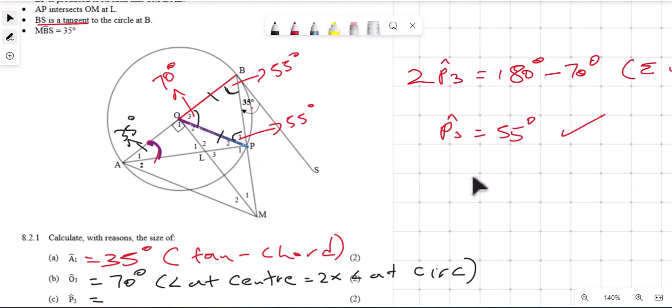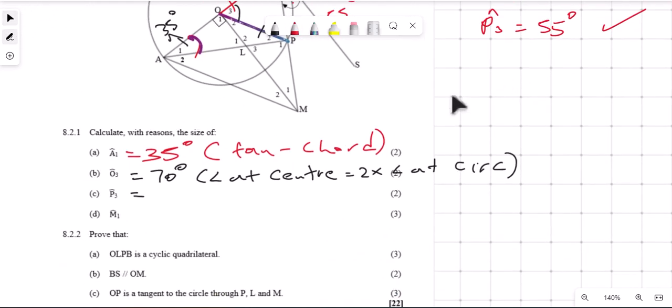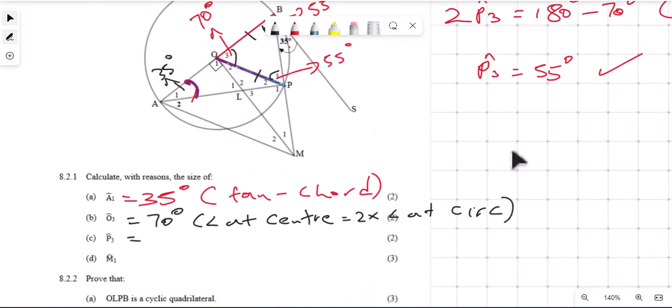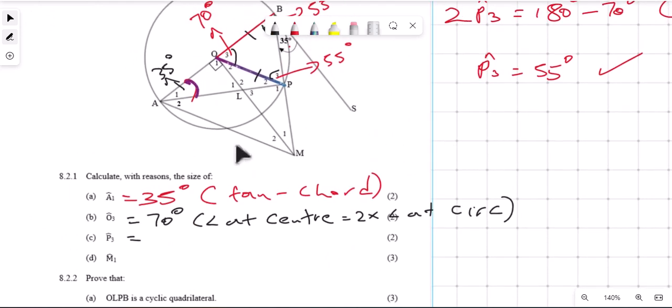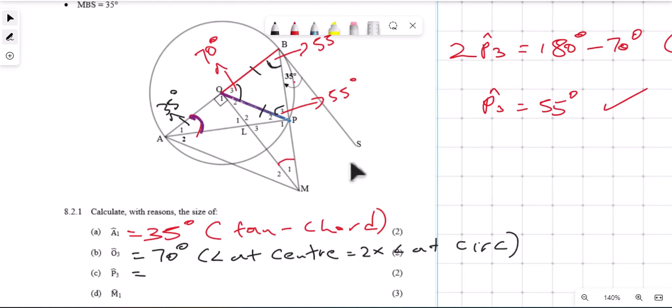Now let's go for 3 marks. They're looking for M1. For 3 marks, they are looking for M1. Let's see.